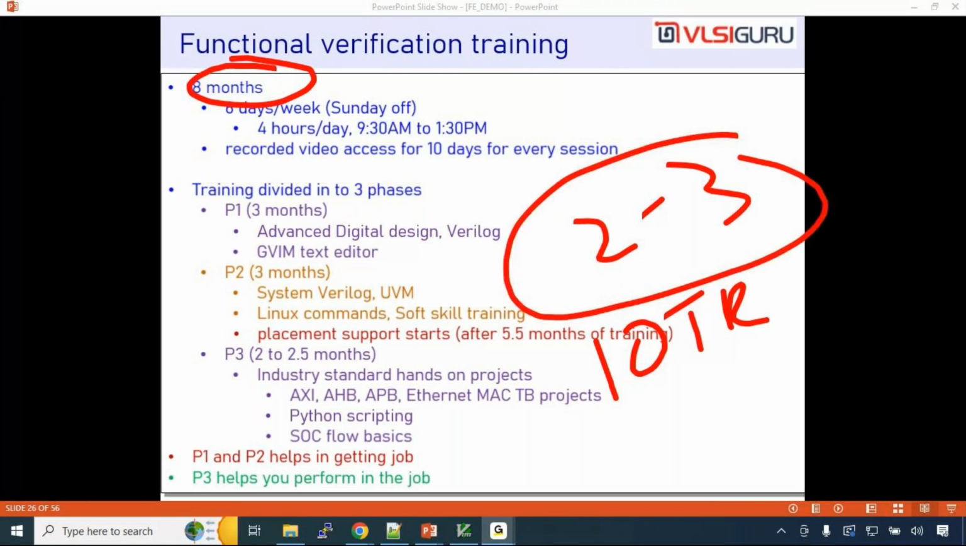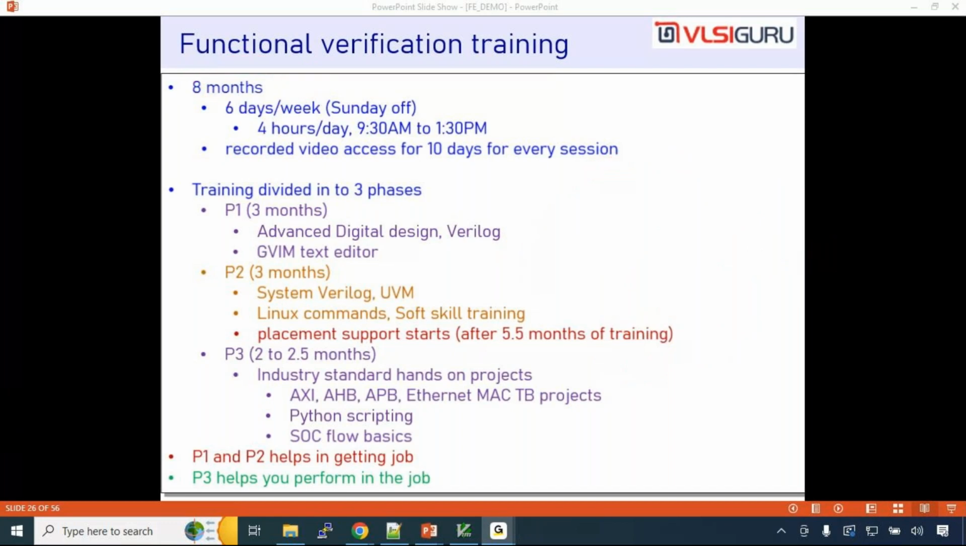This is actually the reason. One is that to run 8 months, you need to spend on so many trainers and all that. For me, my point is simple. If I run a batch for 6 months and send you into the market with half preparation, let's say your learning is not good, there are three problems. One is you will face problems because your preparation is not good.